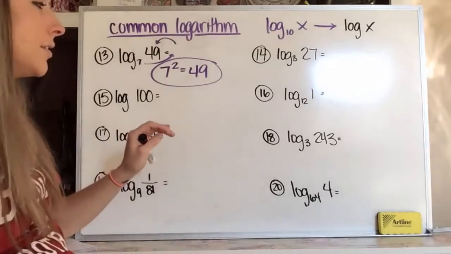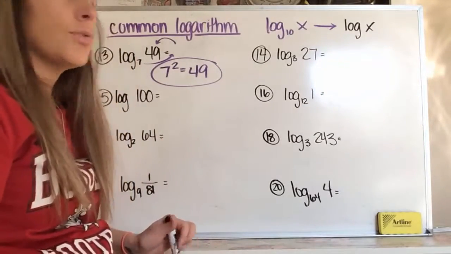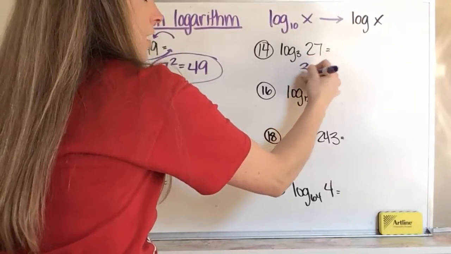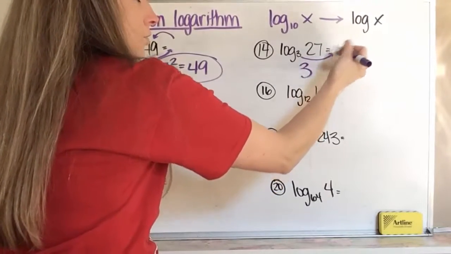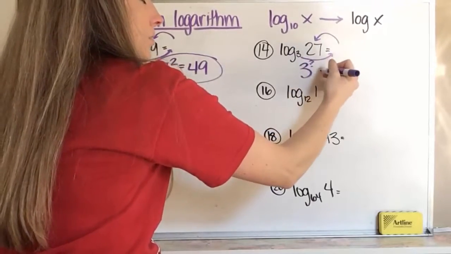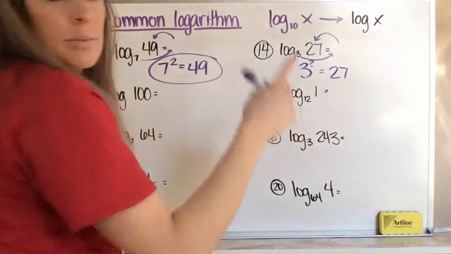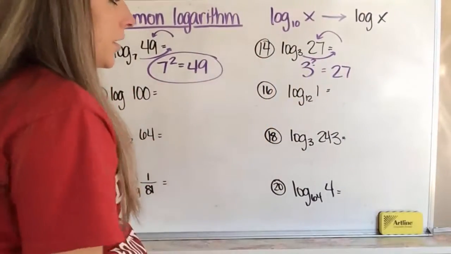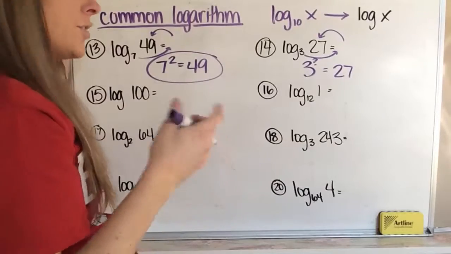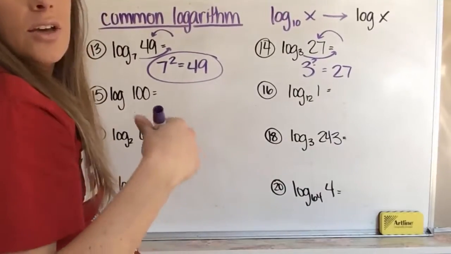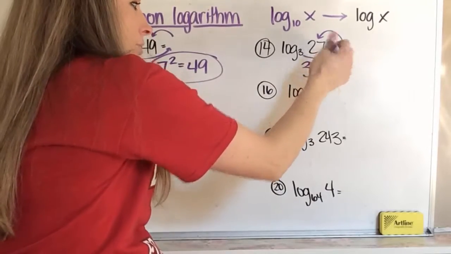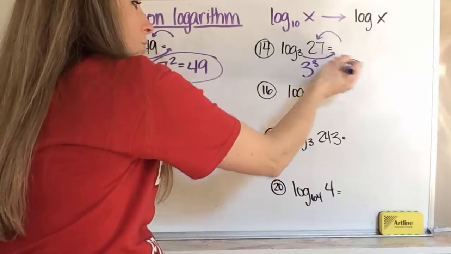So let's look at 14. We have to write it in exponential form. So start with our base. We have a base of 3 to, we don't know what power, and that's going to give us 27. So I'm just moving counterclockwise here. So 3 to the what gives me 27. And like I said, use your calculator. Guess and check. 3 squared, 3 cubed. Okay, and it is 3 cubed equals 27.